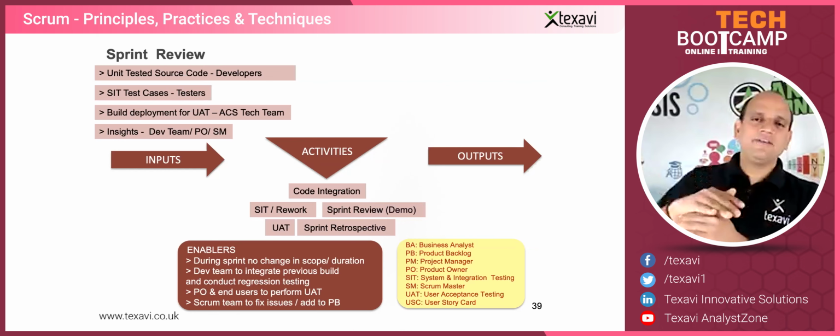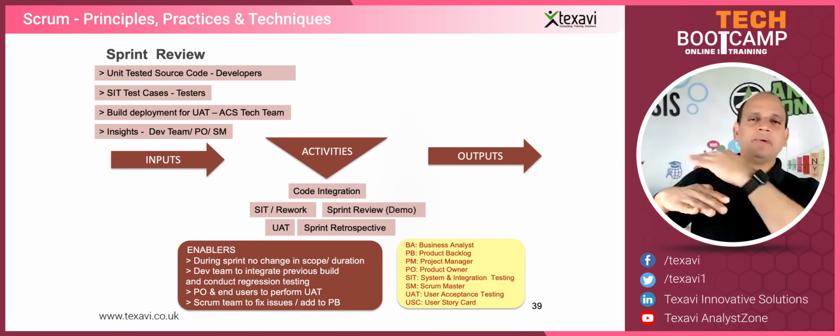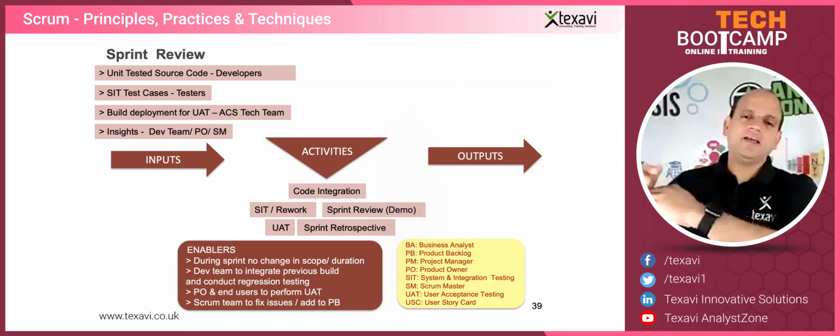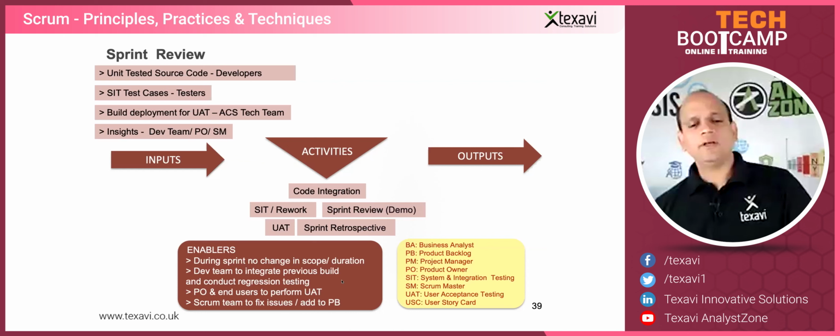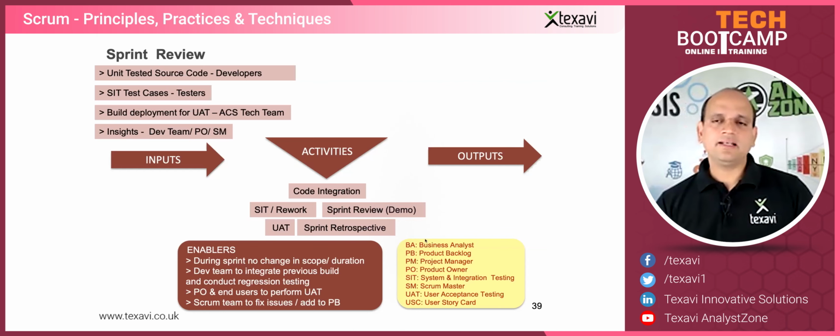That's why it's called iterative and incremental. You're augmenting what is already there. So you're making it better, not worse. And that's why we do the regression testing at the end of the sprint. And then if there are any defects, anything that needs to be fixed, that gets done. And then we are ready to go.